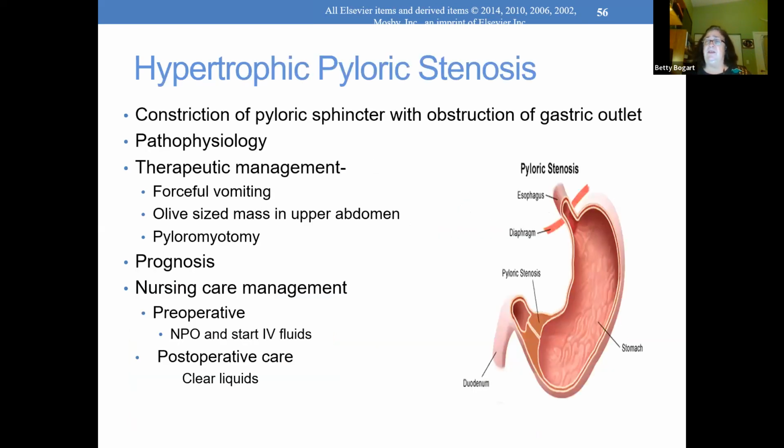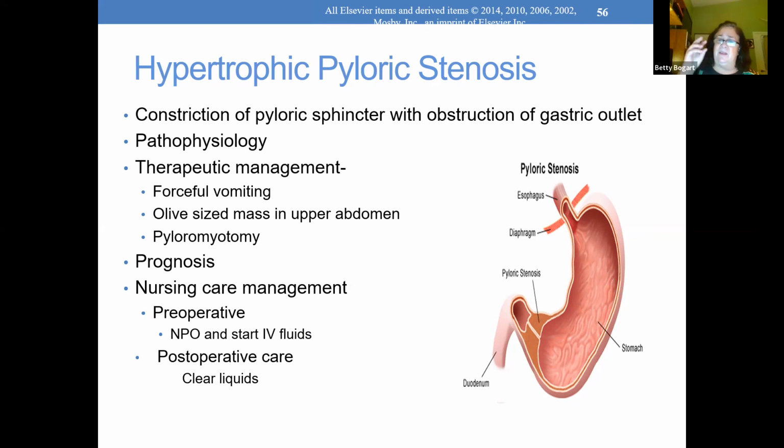Pyloric stenosis is vomiting, but vomiting like the Exorcist across the room. This is not GERD. GERD is a dribbling. Whenever I get an infant, small, 3 weeks to 2 months, and they're telling me they're vomiting, I'm going to ask, is it drooling or is it spewing across the room? If it's spewing across the room, it is pyloric stenosis.